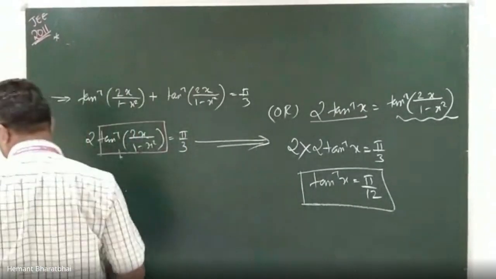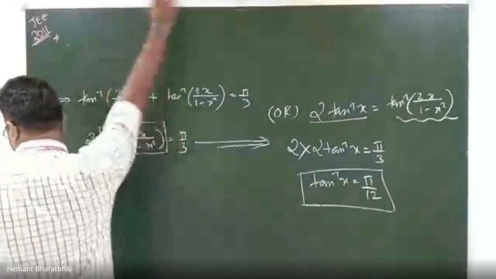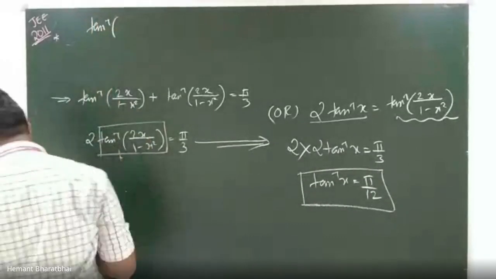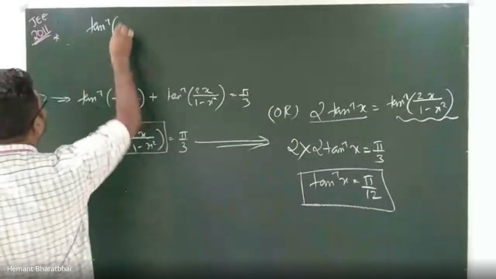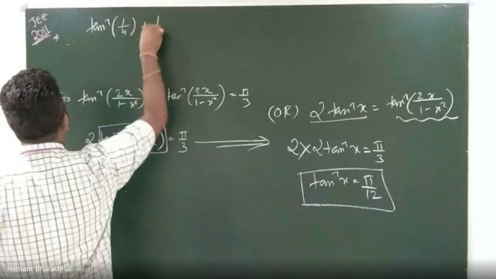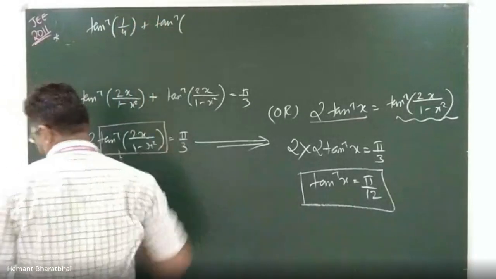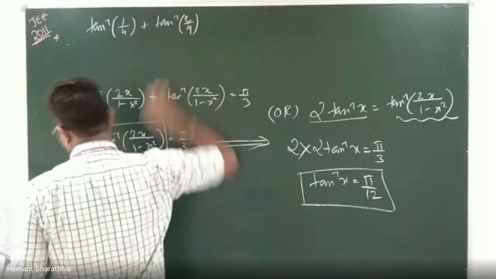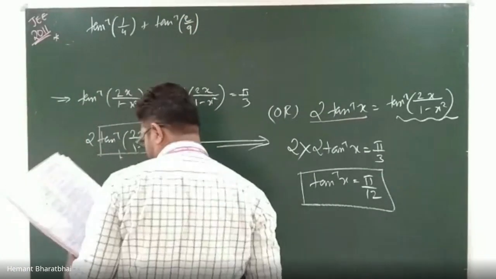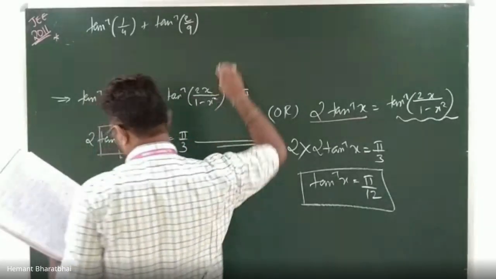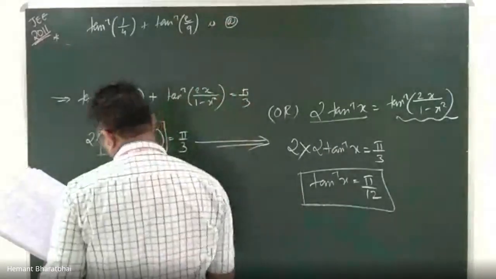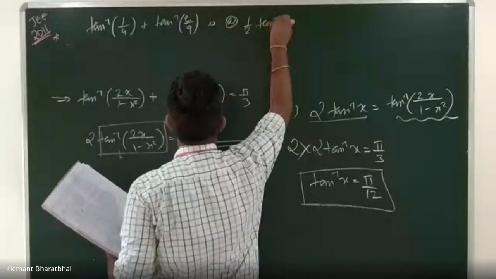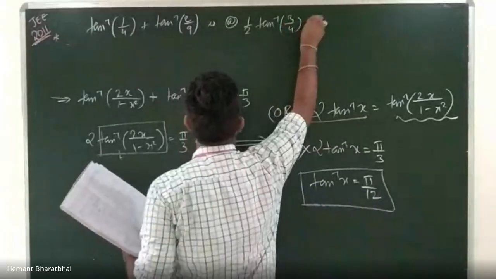This is coming 2010. Tan inverse of 1 by 4 plus tan inverse of 2 by 9 is: option A, 1 by 2 tan inverse of 3 by 4.